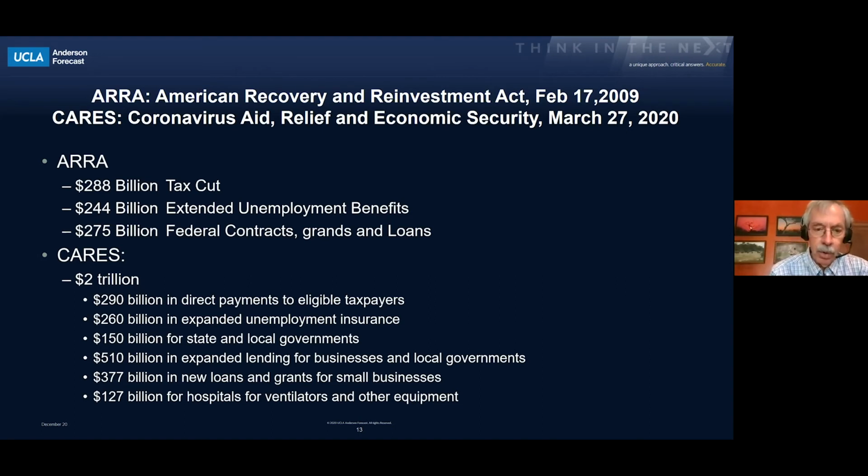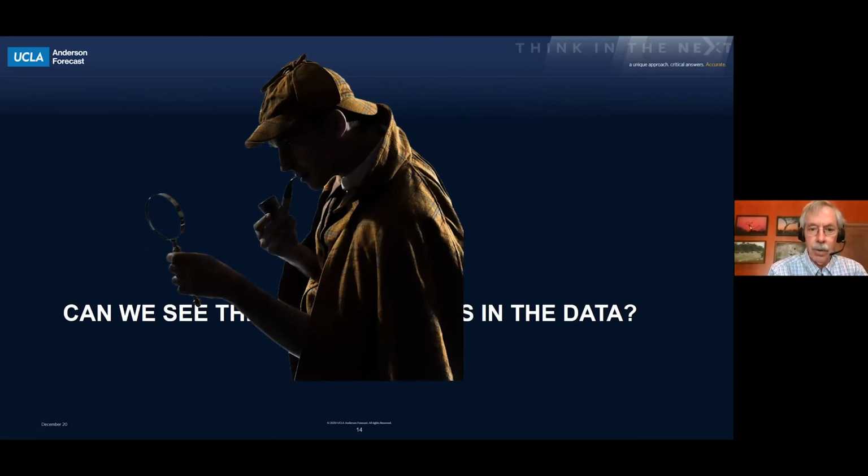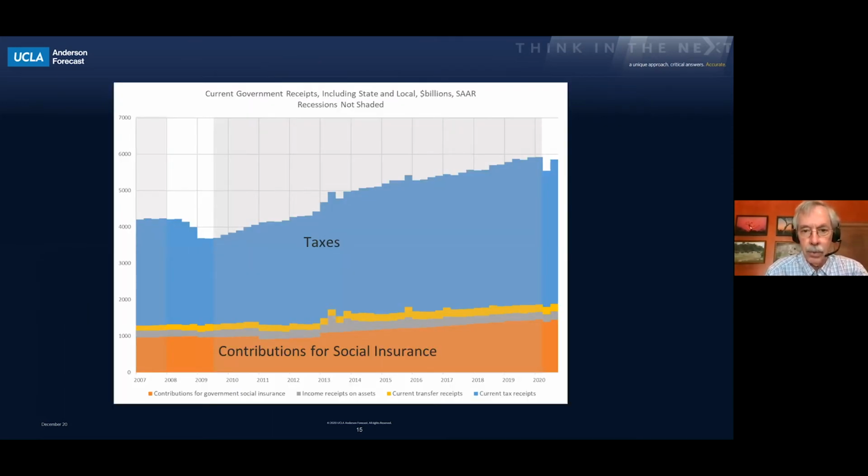It was huge. It is huge, and it's ongoing intervention in the U.S. economy. So can we see the CARES Act in the actual data? That's our Sherlock Holmes image. We're going to look to see the actual data. So here we have an image of the government receipts from 2007 until 2020 Q2.